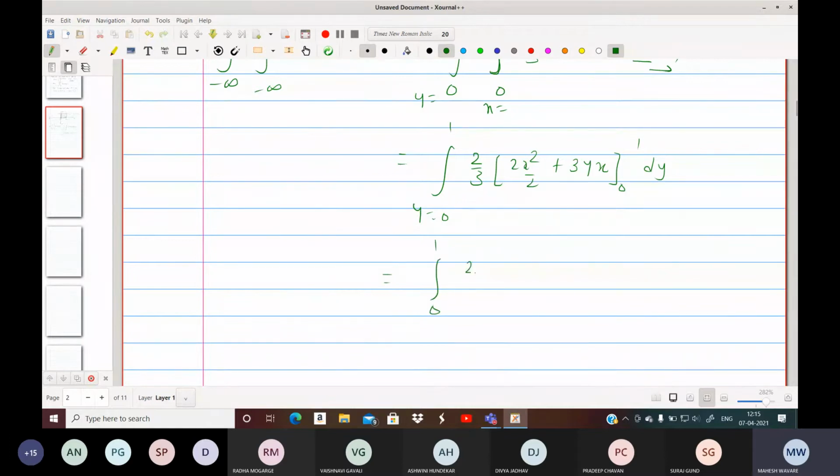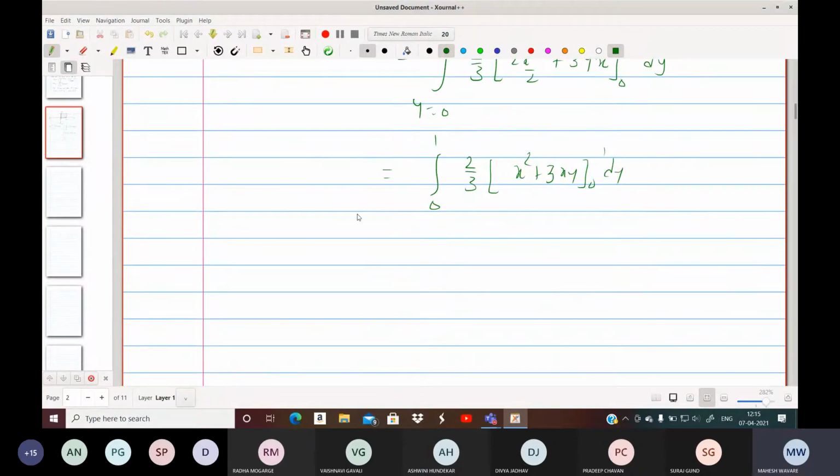So from 0 to 1, 2/3 (x square plus 3xy). You should put the limit of that x in place of x. So from 0 to 1, 2/3, x equal to 1, x equal to 0 becomes 0, plus 3y. When you put the lower limit, this term will become 0.